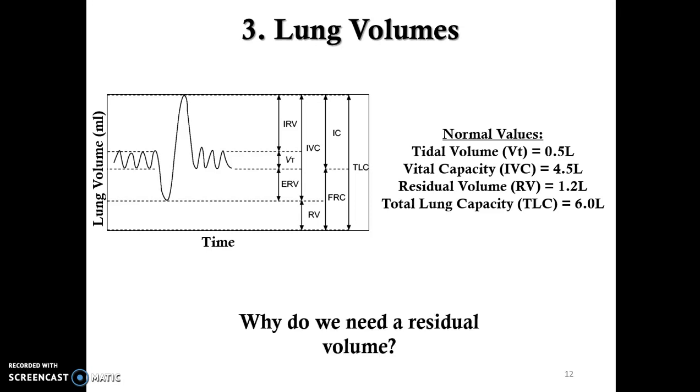So I want you guys to think, why do we need that residual volume? What might happen if all the air could escape from our lungs?